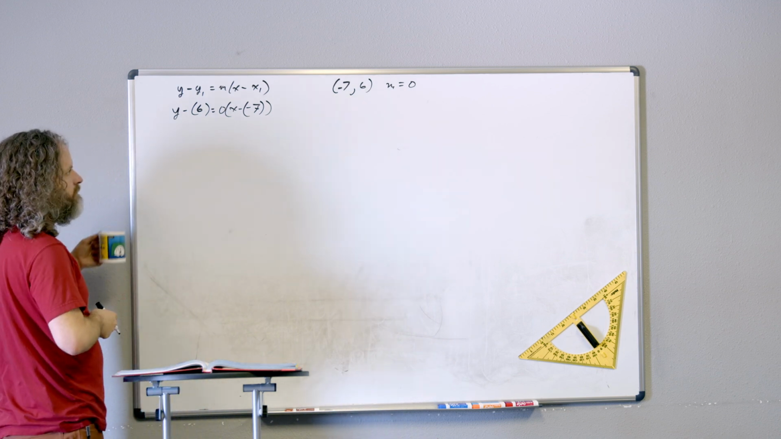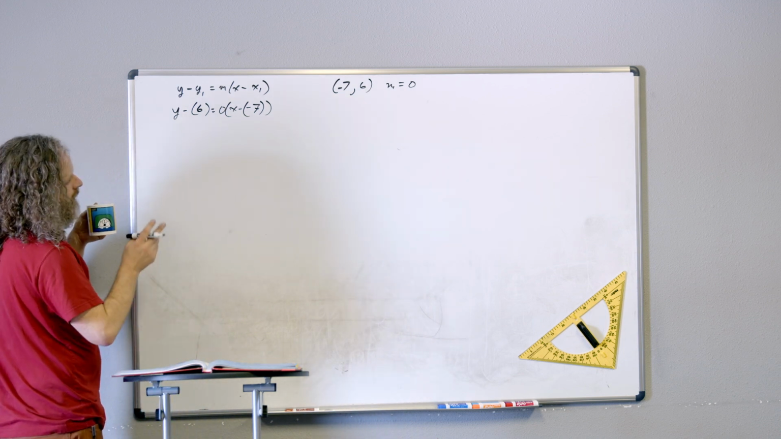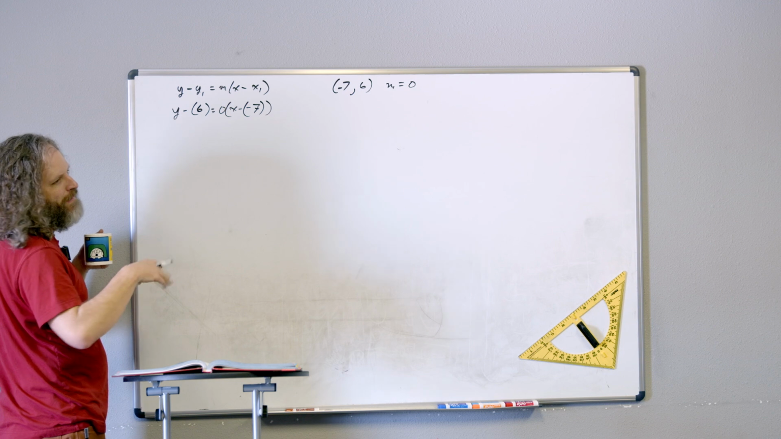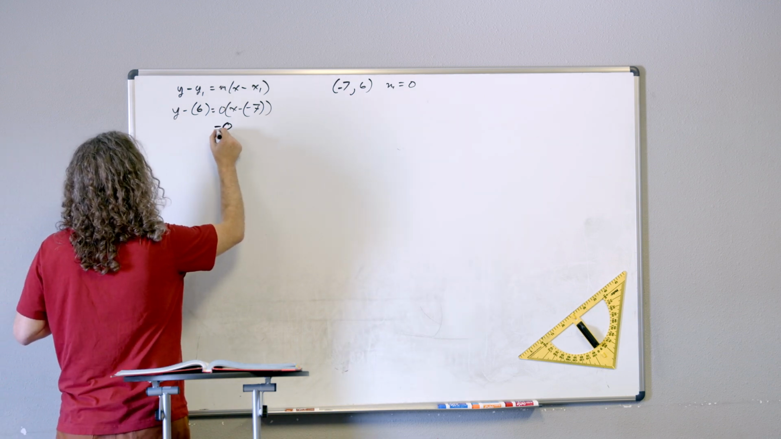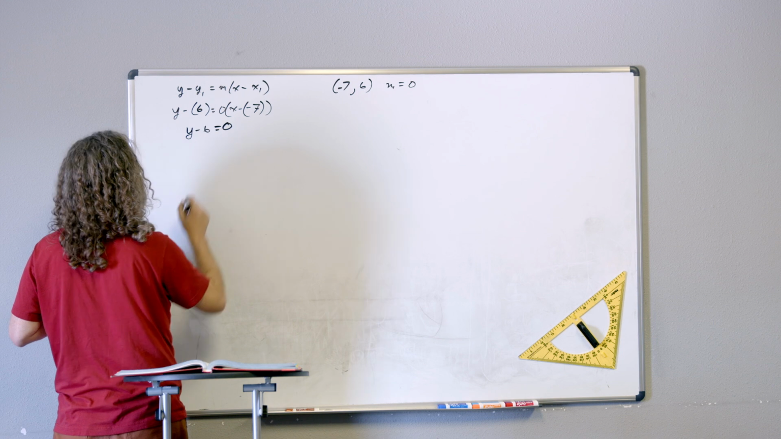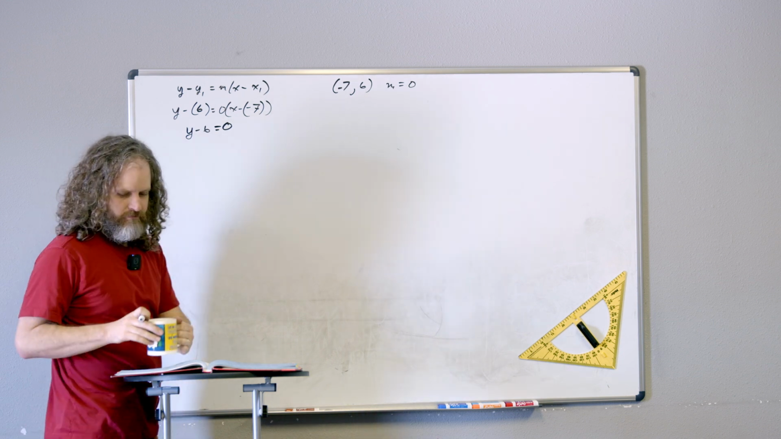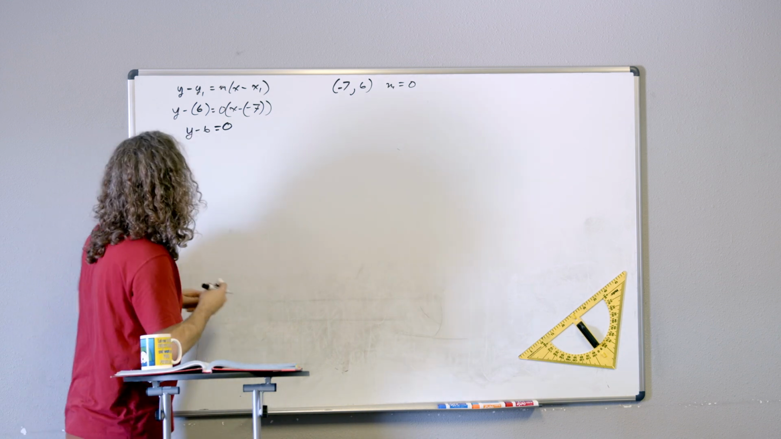Now what? We don't even have to do the multiplication, because 0 times all that mess is going to be what? 0. Now what? Plus 6. Add the 6. Sounds great.